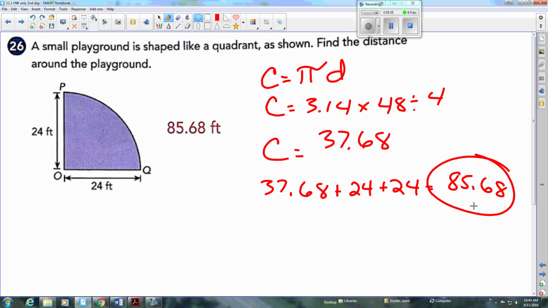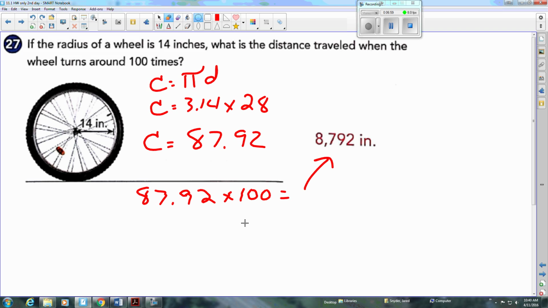You get 85 68/100ths. The radius of a wheel is 14 inches. What is the distance traveled when the wheel turns 100 times? So we would double it up. You get 28. Times it by 3.14, and you're going to get 87 92/100ths for the circumference. Now each time that rolls, it'll go 87 92/100ths of an inch. But then we have to multiply that by 100. You get 8,792.